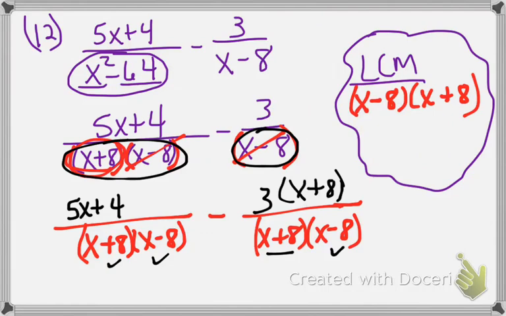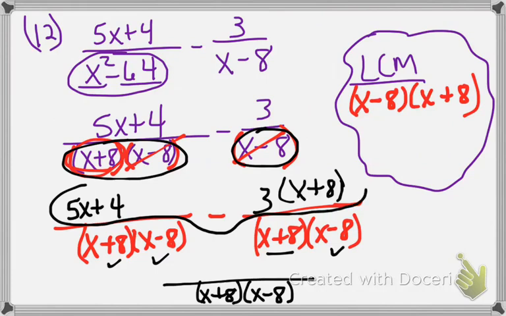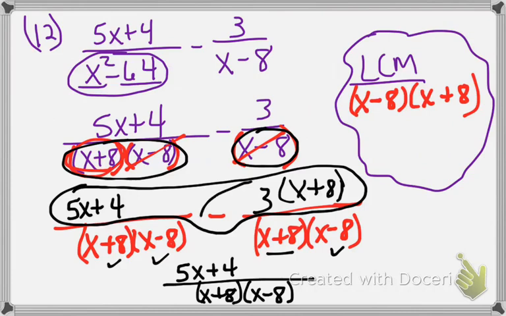Alright, so now I have a denominator that's common, so I can keep that common denominator, and I have to subtract my numerator. So we're going to have a little bit of distribution in this also. So I've got 5x plus 4. I'm going to put the negative with the 3 before I distribute it. So I'm going to have negative 3 times x, and negative 3 times positive 8, which would be negative 24.